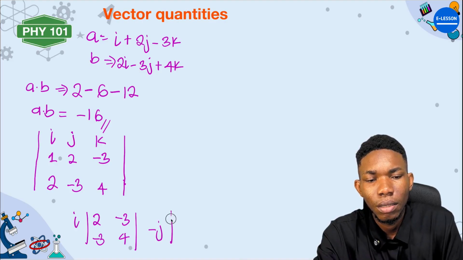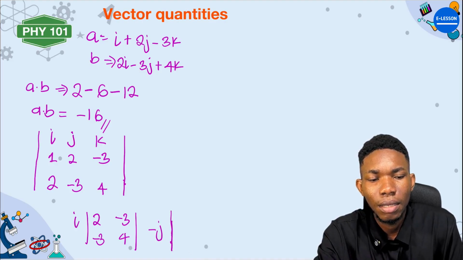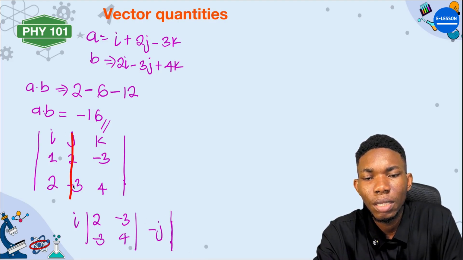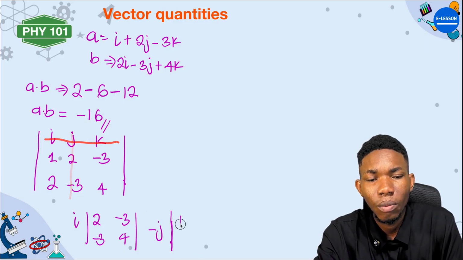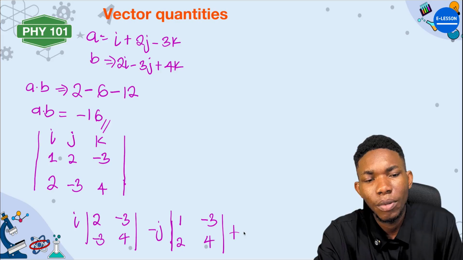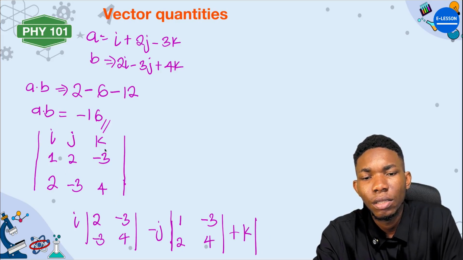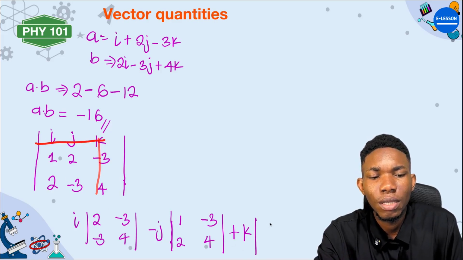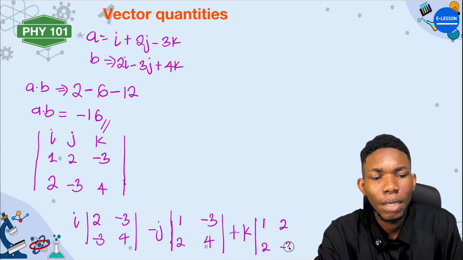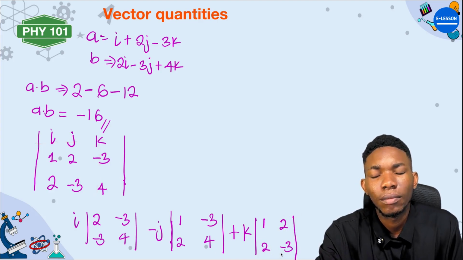So we have minus j, and here would be this, cancel this. My dear student, what are you going to have? 1, 2, minus 3, and 4. Then plus k. For k, you cancel this and this. What are we going to have, my dear student? You have 1 and 2, 2 and minus 3. All right?